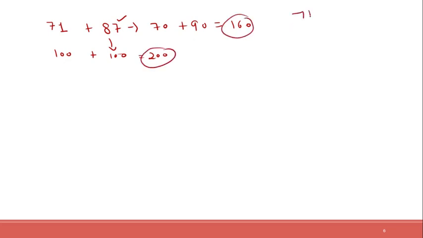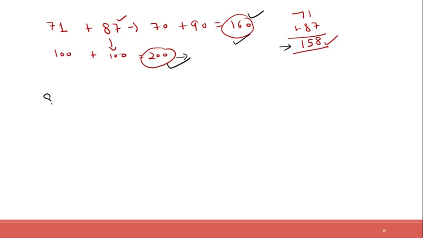And what is the actual addition? 71 plus 87: 8 here, and 8 plus 7, 158. So this is the actual number. This is a rough estimation, and this is also a rough estimation. So which one is precise? Obviously this one. It is near to the actual number, and this is too far away, right? So we can say that if the numbers are small, then we will round off to the tens.